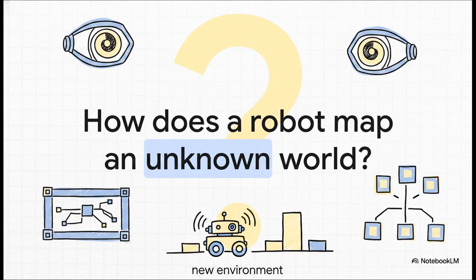So yeah, this is the big question, right? How does a robot actually map a totally unknown world? It's not just about snapping a picture. It's about building a genuine understanding, a memory, of a brand new place. This is one of the absolute core challenges in robotics. And the answer, as you'll see, is a really smart mix of sensors and some clever data tricks.